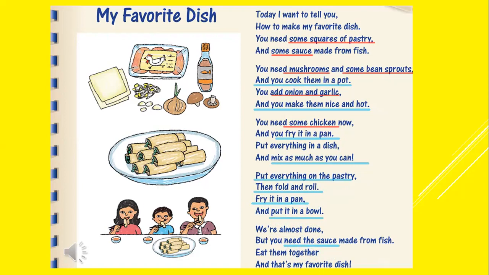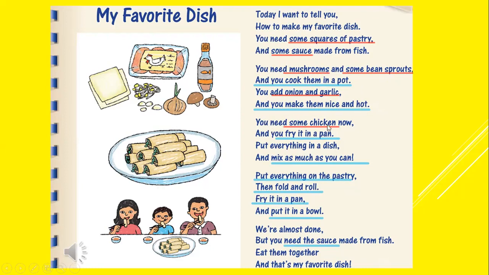Okay, very good. Now, student, I want you to repeat after me. Today, I want to tell you how to make my favorite dish. You need some squares of pastry and some sauce made from fish. You need mushrooms and some bean sprouts, and you cook them in a pot. You add onion and garlic, and you make them nice and hot.